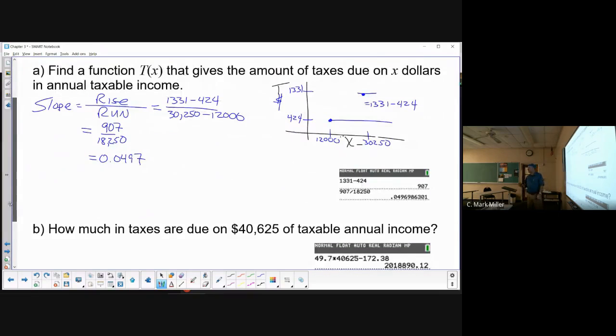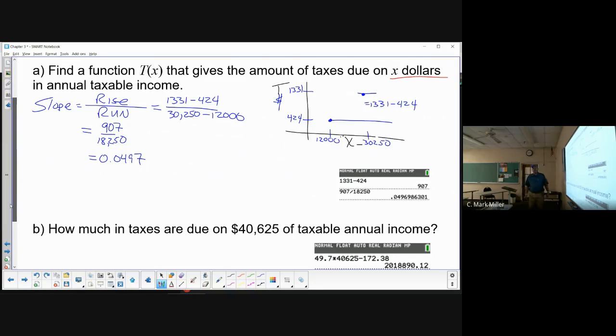And the reason why I changed all that, and I apologize, is that the problem specifies that x is the number of dollars in income. And on my graph, to save some writing, I made x thousands of dollars instead of the number of dollars. And that could be confusing. So now I have x, I have the slope, and I have points.